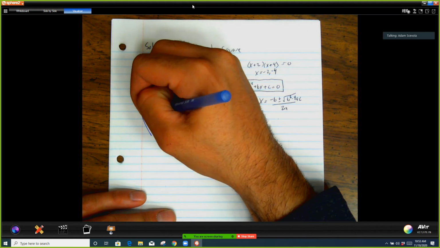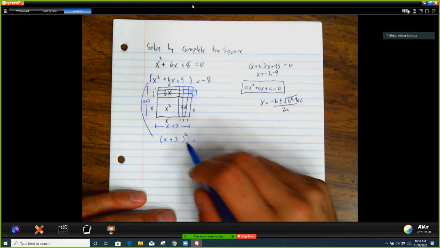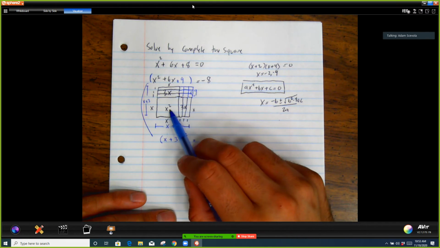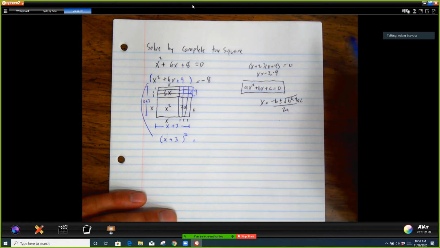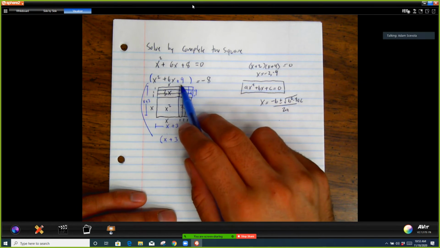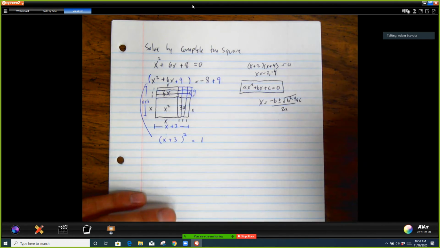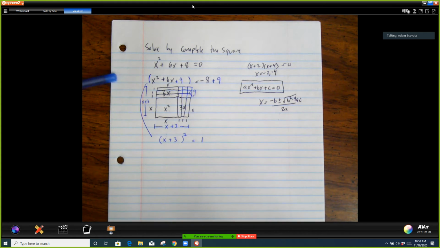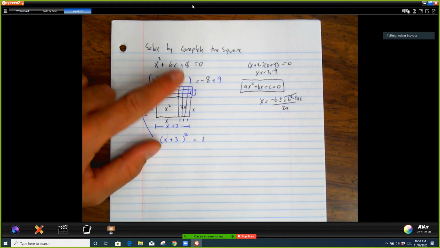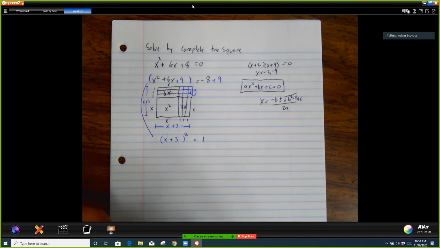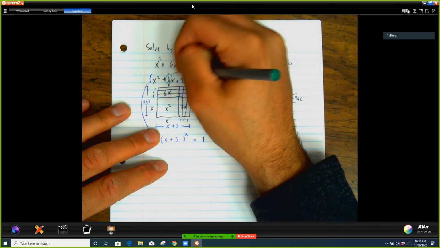Now, I don't suggest that you draw this square every time and think of it that way. There's an easy rule to get this number right here. The rule is you take half of b and then square it. So 6 divided by 2 is 3, squared is 9. So to complete the square, once you get down to this point where you have x squared plus something times x, you take that number in front of x, cut it in half, square it, and add it to both sides.